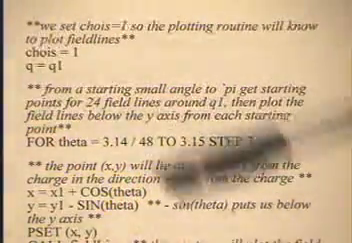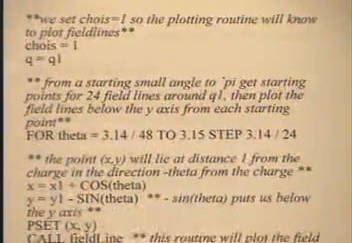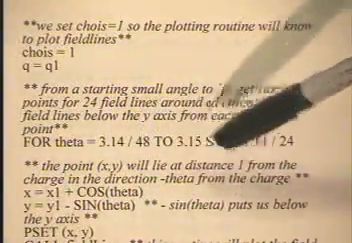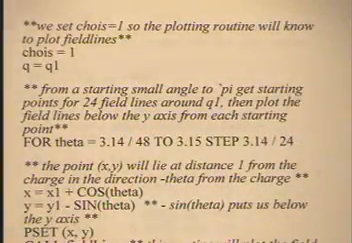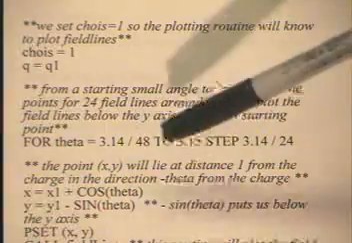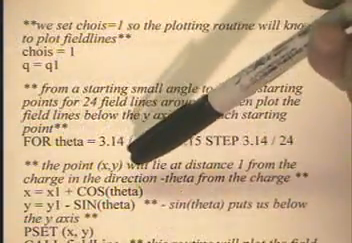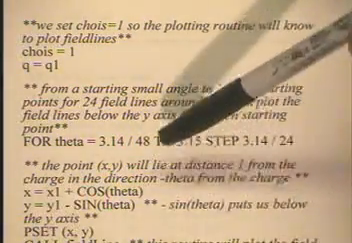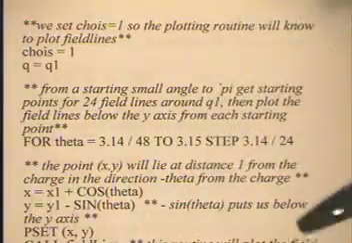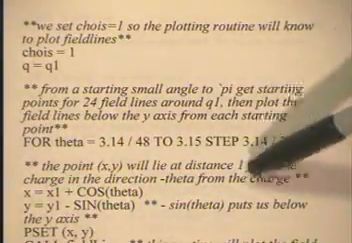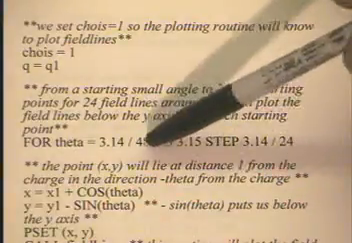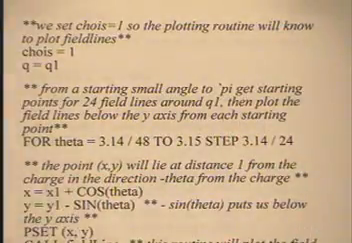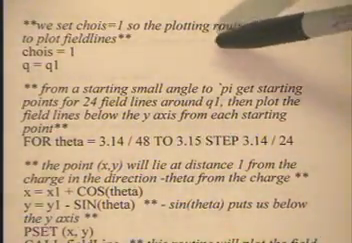We let Q equal Q1, and we set this loop. It says for theta equals 3.14 over 48 to 3.15 by a step of 3.14 over 24. Now that might seem kind of mysterious, but there's nothing to it. It just means that theta starts off at 1/48 of pi, that's pi over 48, a small angle, and it goes up to just a little over pi, in increments of pi over 24. That's going to take us in a circle around the point.